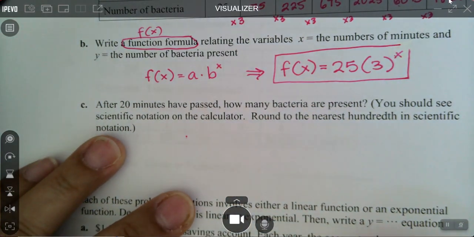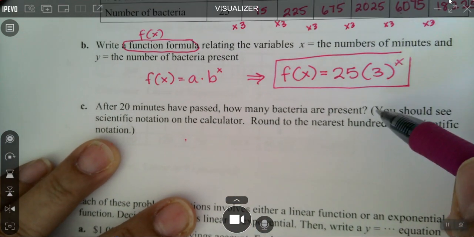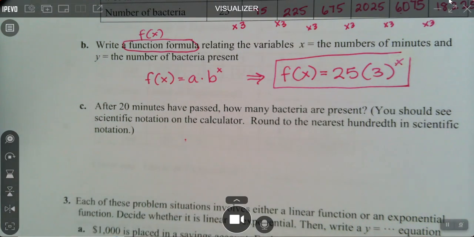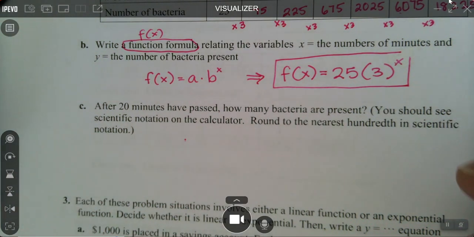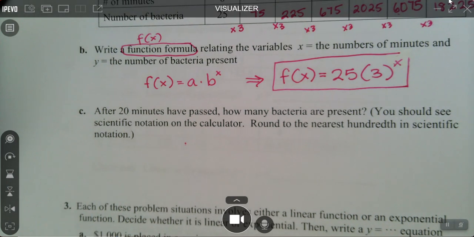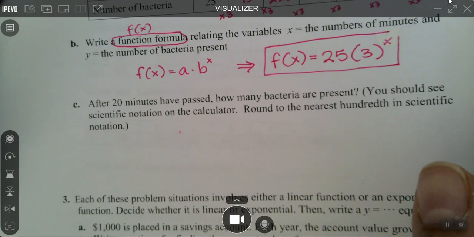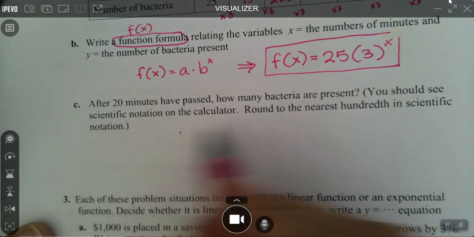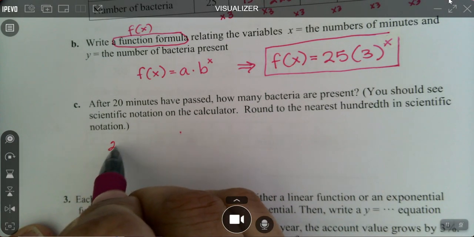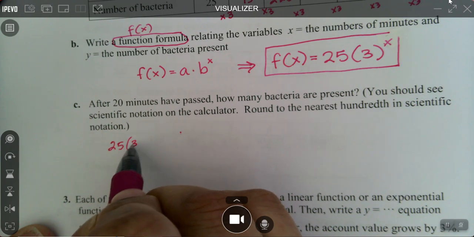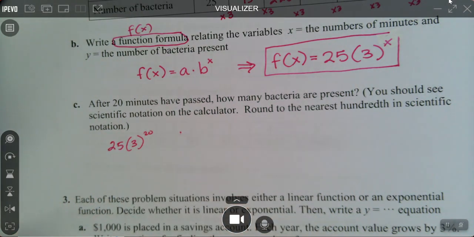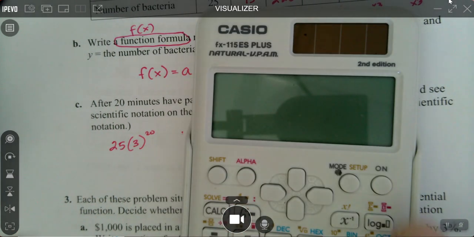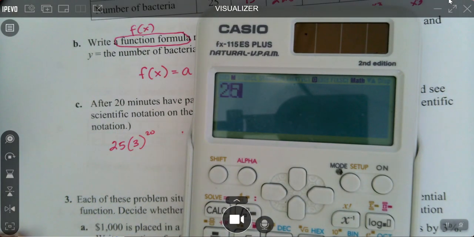After 20 minutes have passed, how many bacteria are present? So what do we do? Plug it in, plug it in. Do y'all know what plug it in means? So in the calculator, it should be 25 times 3 to the 20. Let me look right here. So it's going to be a big number.